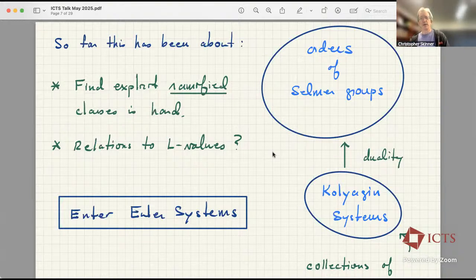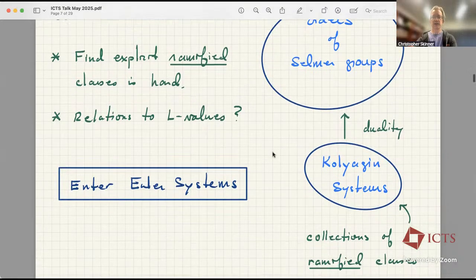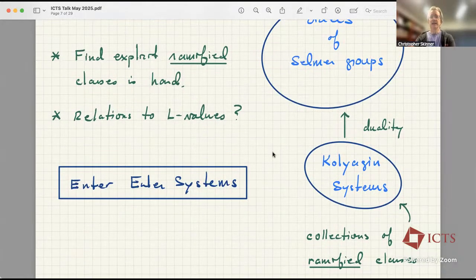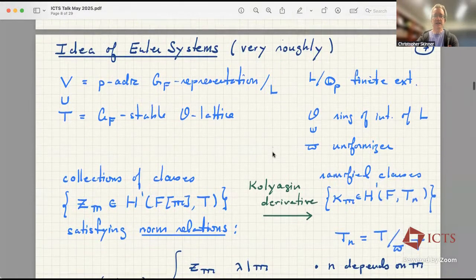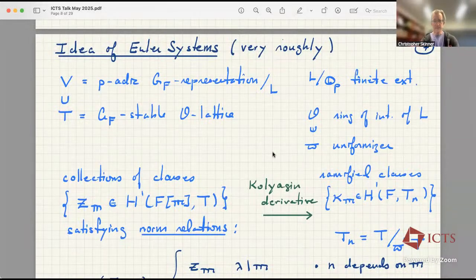All right, so this explanation of the role of duality has been all about coming from Kolyvagin systems, which are collections of ramified classes and bounding orders of Selmer groups. But we actually need to find these ramified classes, I said, and we need to do so given that we're much better at proving things are unramified. How do we do this? So the idea of Euler systems, which is where this problem is hopefully resolved, is the following.